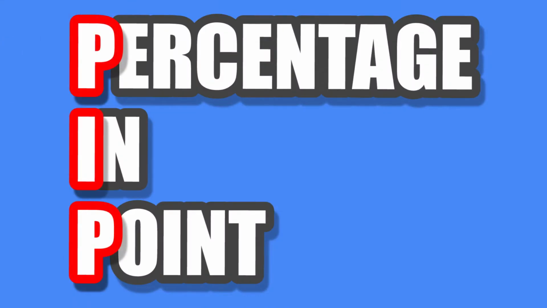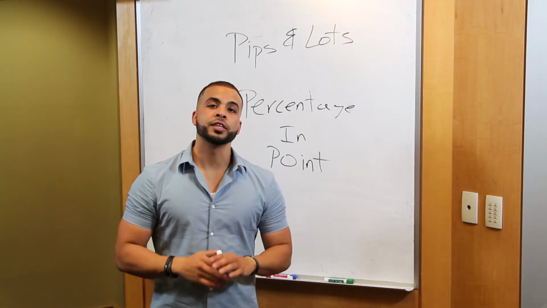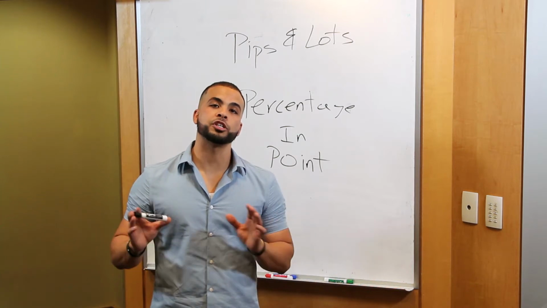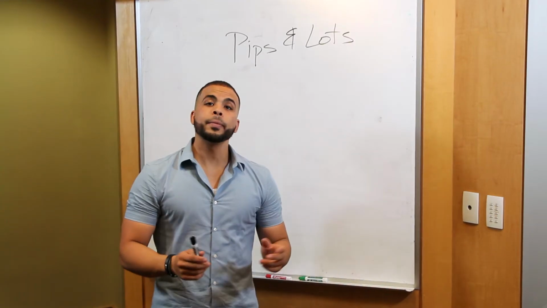The word pip stands for percentage in point. What does that mean? It means that a pip is the smallest price change that you can have on any given exchange rate. The increase or the decrease of a pip represents a profit or a loss in your Forex trade. Now let me explain.